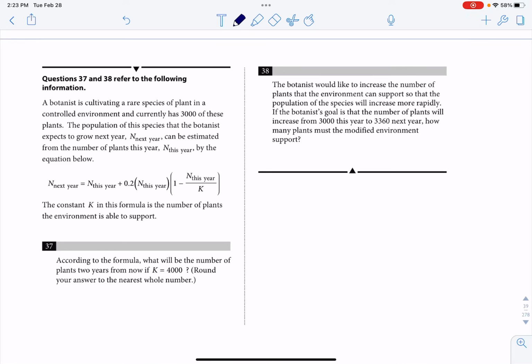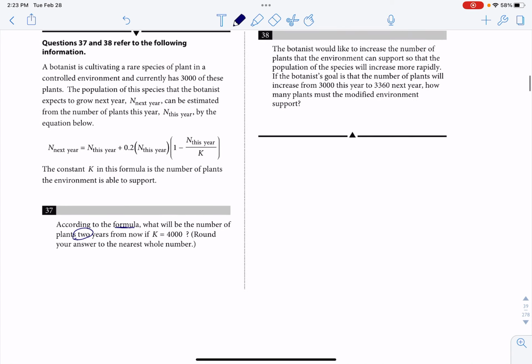Okay. Questions 37, 38. A botanist is cultivating a rare species of plant in a controlled environment and currently has 3,000 of these plants. The population of this species that the botanist expects to grow next year can be estimated from the number of plants this year and by the equation below. And the constant K in this formula is the number of plants the environment is able to support. According to the formula, what will be the number of plants 2 years from now if K is equal to 4,000?